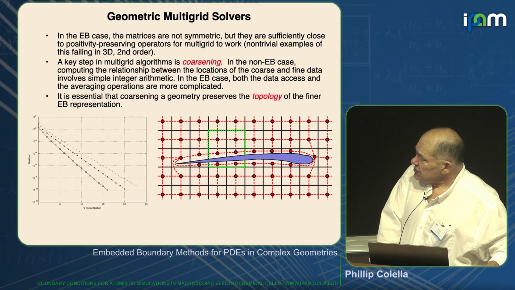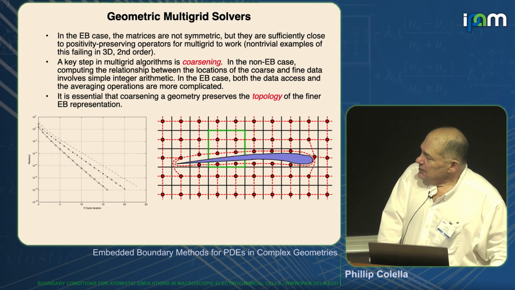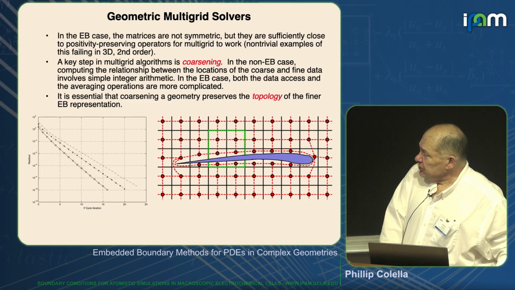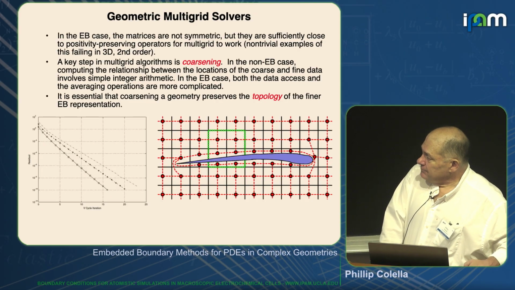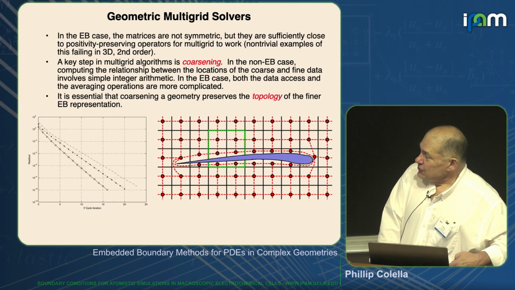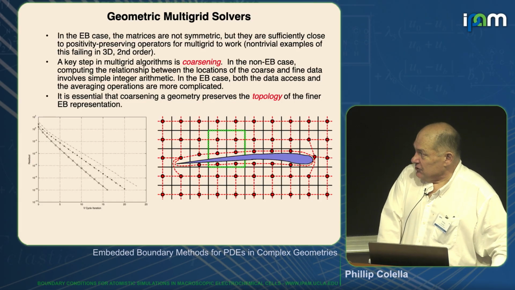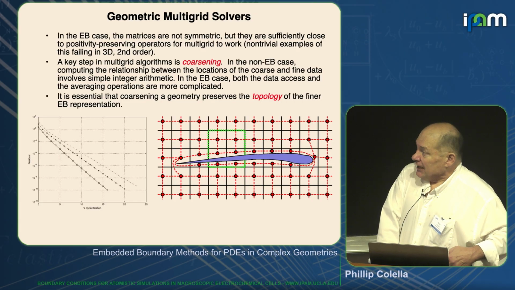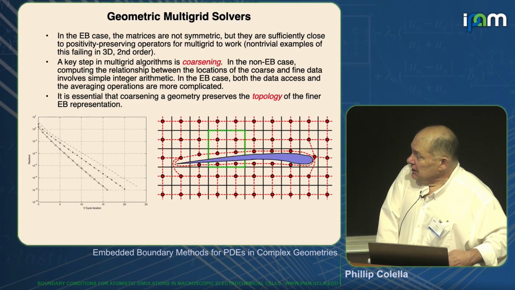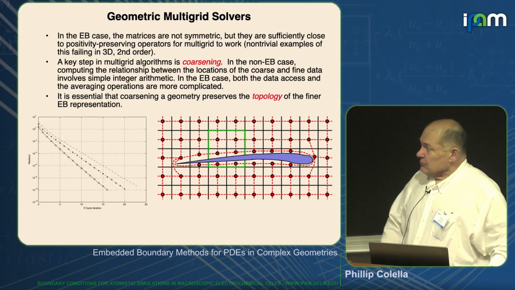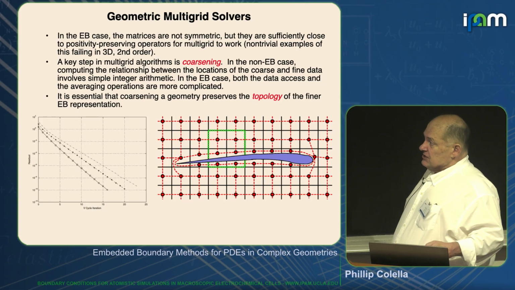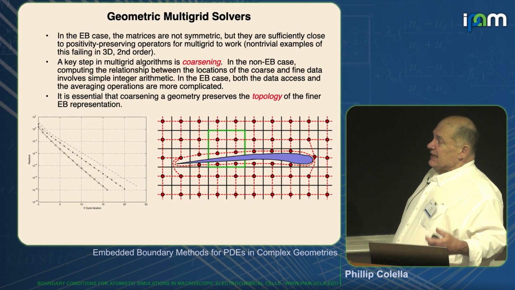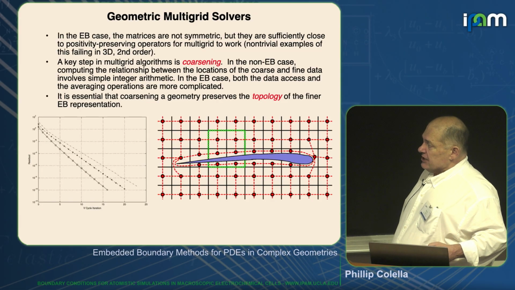So the matrices are not symmetric, but they're sufficiently close to symmetric, positivity-preserving algorithms, for multigrid to work. And you have to suitably define positivity-preserving for this sentence to make sense. It's not M matrix, it's something more general. But a key step in any case to these algorithms is coarsening. You have to define what you mean by coarsening your mesh.